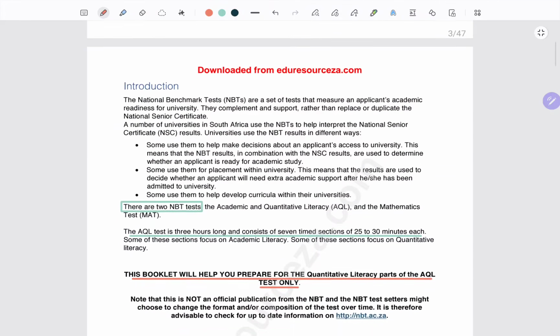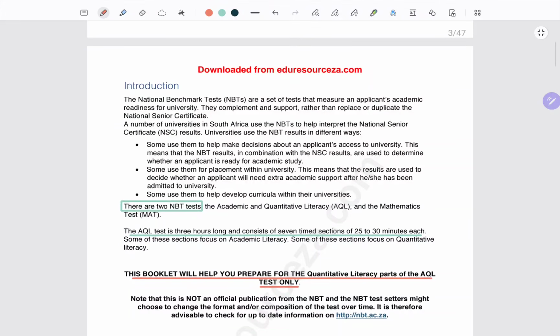Right, folks, we know that the NBT tests essentially measure an applicant's academic readiness for university, and the exams are certainly not necessarily there to replace or to duplicate the NSC, but what we know is that these actually support the NSC results, and many universities use these differently.